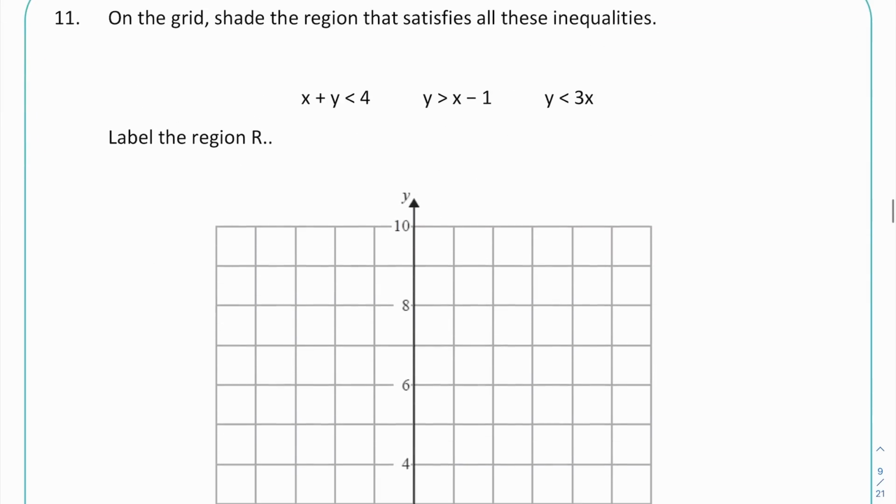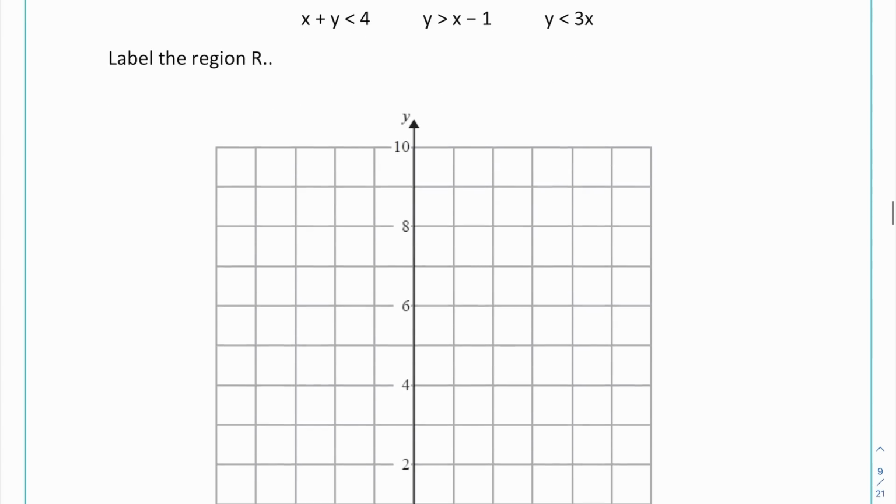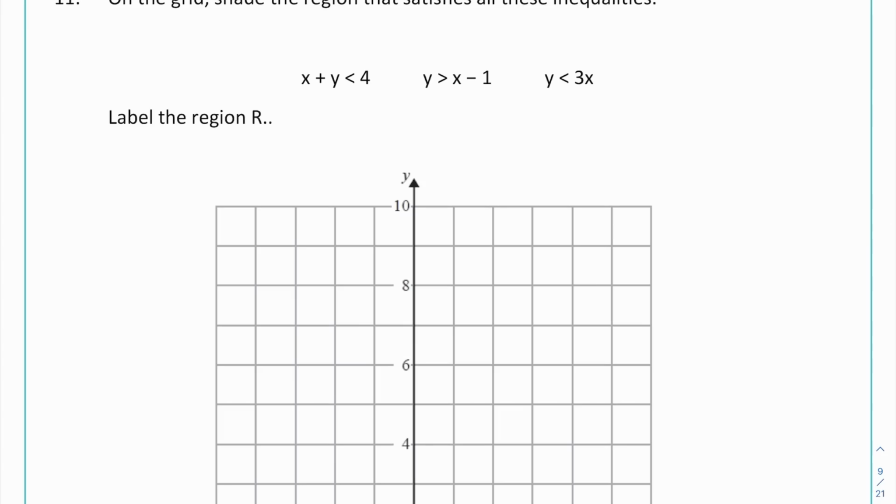On to question 11. Okay, so for this question we have some graphical inequalities. So it says here on the grid, shade the region that satisfies all these inequalities and label the region R. Now we've got 3 lines to draw. Some of these lines are quite nice ones, some of them we might have to draw a table.